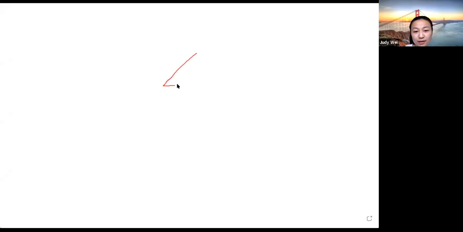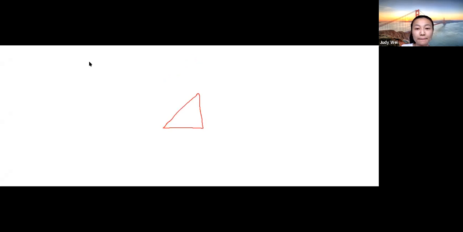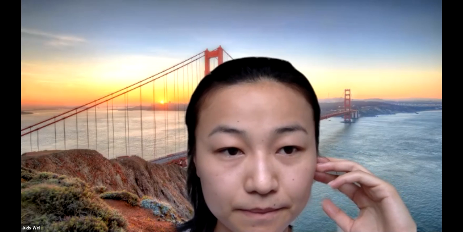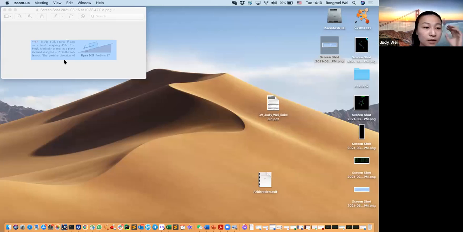So this is the block. Oh wait, this is not a block. Let me see, I read the question. There's a force P on the block weighing 45 Newton. Everybody, wait, I share my whole screen. So here I just took a screenshot. So this is question 17.